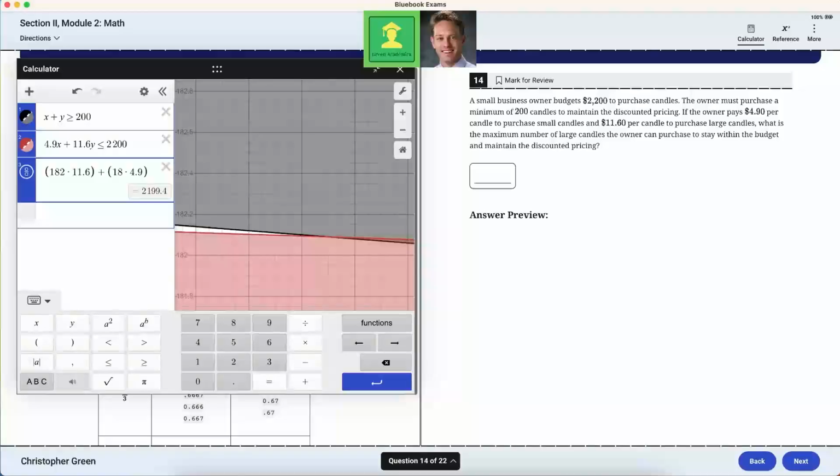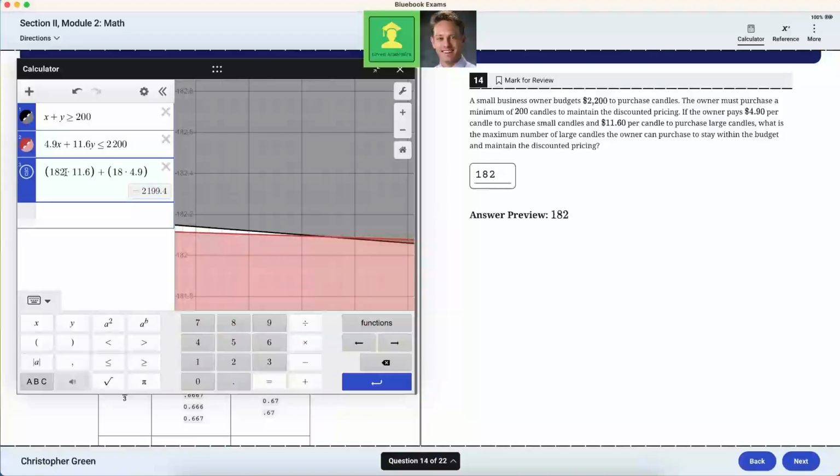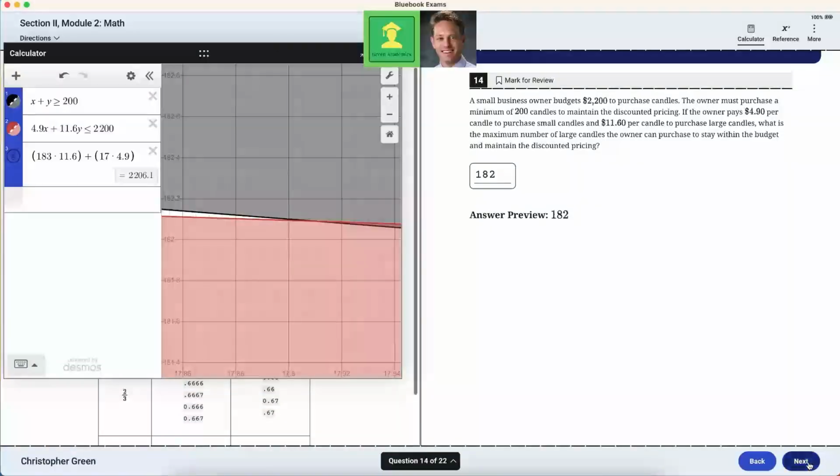You could also show why it's one. You could confirm that 182 is the answer by putting in the next available integer and seeing that you go over it. So 182 is the answer, but watch what happens if it was 183. Then even if this goes down to 17, yeah, you're still over 2,206. So a tricky question, you have to understand how to adjust the window for a system of inequalities, but Desmos does help you if you understand what you're doing.